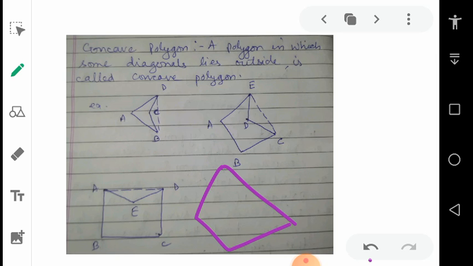But suppose I draw the fourth side in this way. Now there are 5 sides and I want to connect any two vertices of this polygon, then this will be the diagonal, the dotted line, and it is outside this polygon. Now it is a concave polygon, so keep it in your mind, it's a very important part.